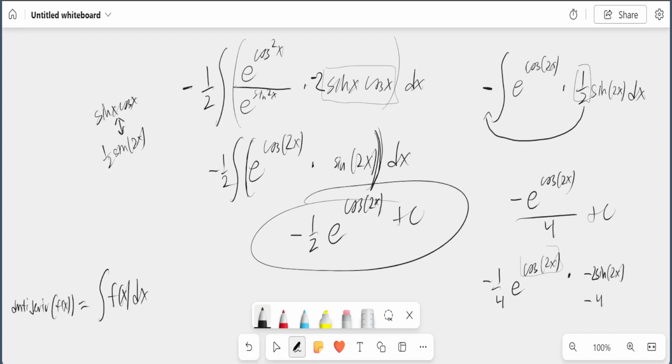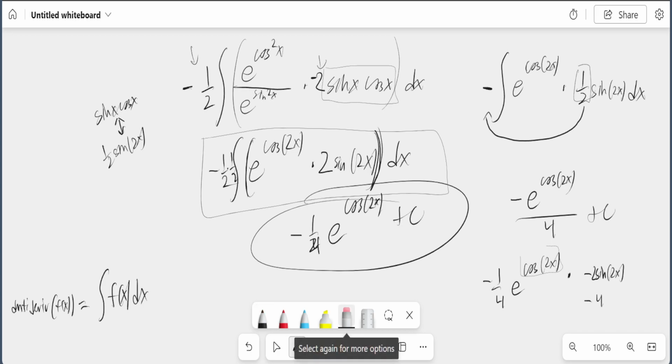So the reason is, I put in a negative 2 and I put in a negative 1/2, right? So that gives me this right here. But then I need to put in another 2 and pull out another half to make it e to the u du. So that's why it's negative 1/4. Whoops. Okay, that makes sense. Okay, so that's that. Are there any other questions?